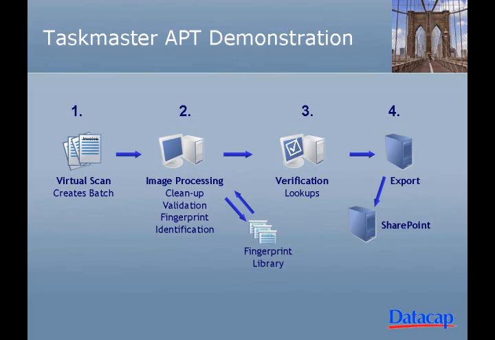Secondly, we will begin to process those invoices, performing operations such as image cleanup, that is things like deskewing and despeckling, the creation of Taskmaster fingerprints, which are used to identify invoices, and validations. The third step will display the images of the invoice and of the extracted data to what we call a verify operator so that they could verify that the data is correct. And the last step is to export the data from Taskmaster into SharePoint, sending SharePoint both the images and the necessary indexes.